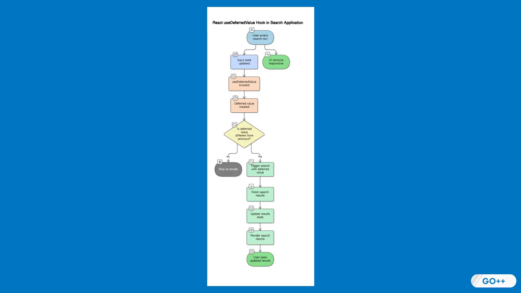By deferring non-critical updates, we ensure that high-priority interactions remain unhindered. Imagine a busy highway where fast lanes are reserved for urgent vehicles, while others are directed to slower lanes, ensuring traffic flows efficiently. Similarly, useDeferredValue helps prioritize updates, enhancing your application's performance. This understanding is crucial for developers aiming to build applications that are both responsive and efficient.